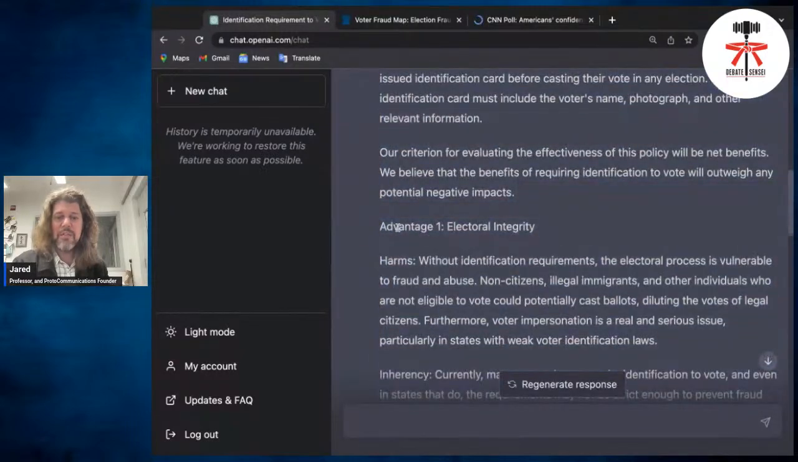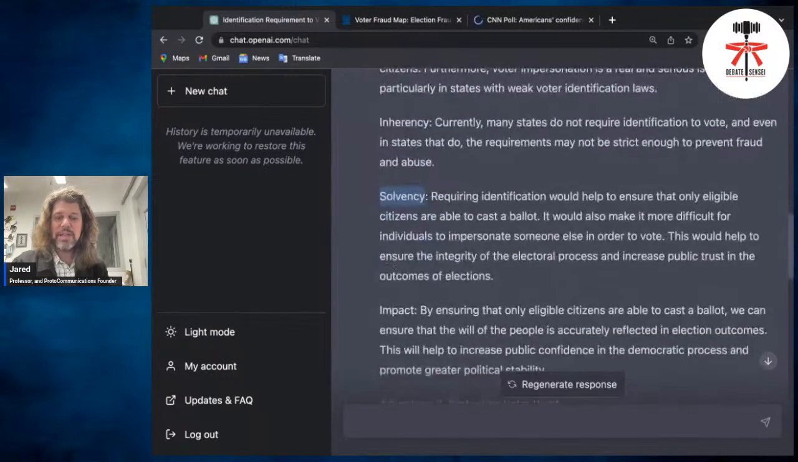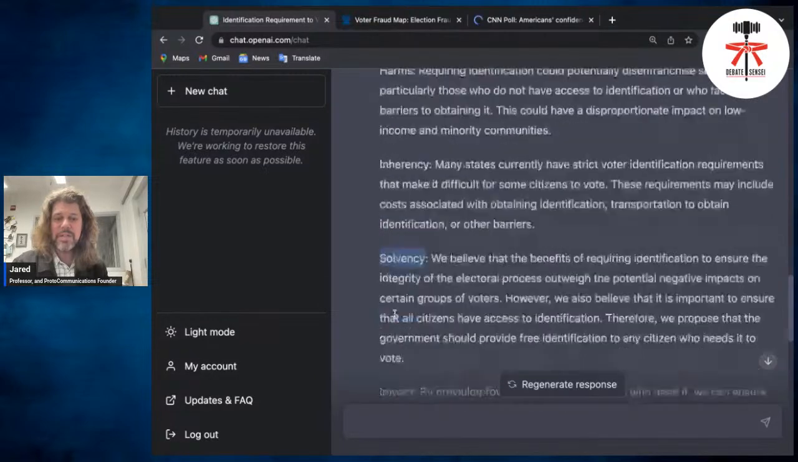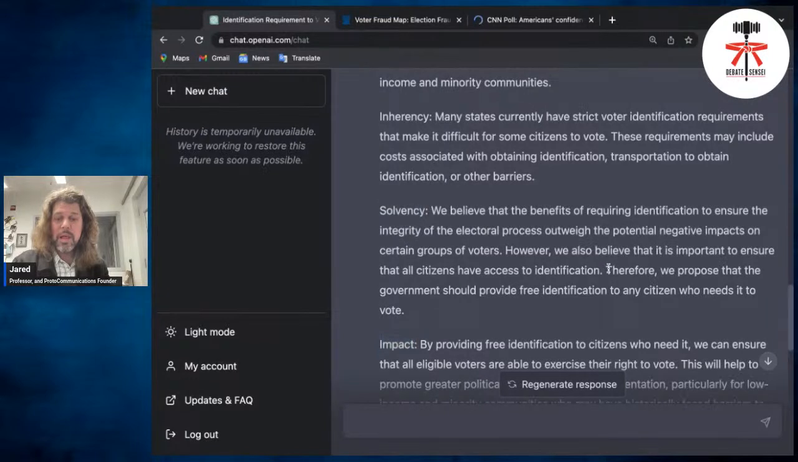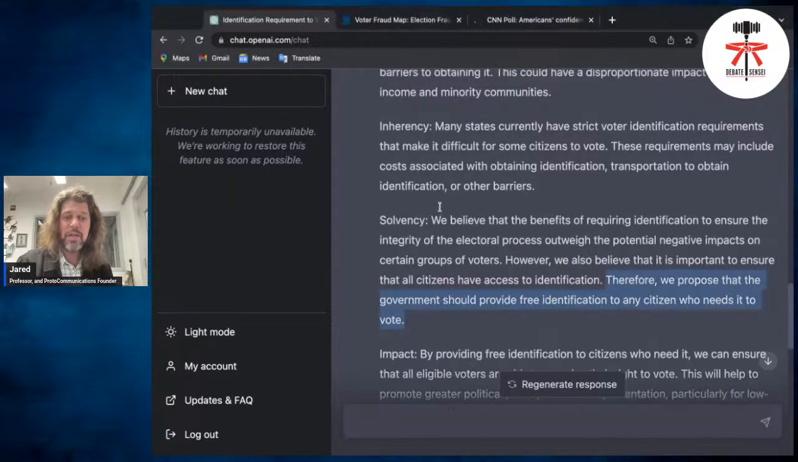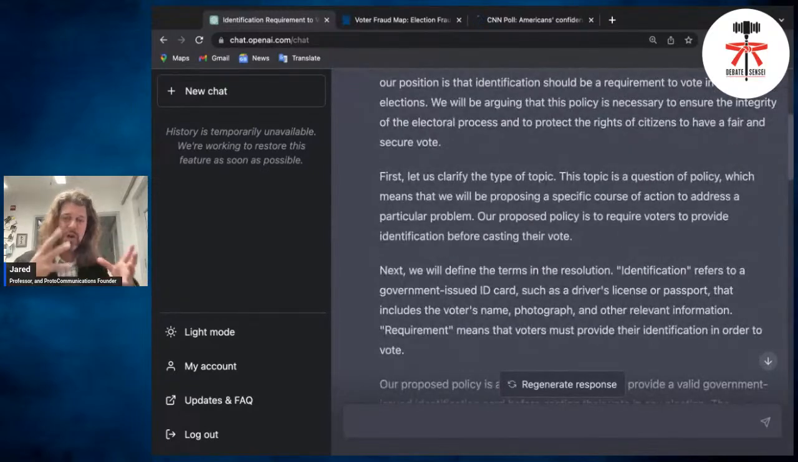And then you get into advantages. Note that the advantages follow a harms, inherency, solvency, impact structure. And then advantage two follows the same harms, inherency, solvency, impact. But in this solvency, it says that you're proposing that the government should provide free identification. That needs to be in your plan up top. You need to make that a part of your advocacy. Otherwise, it's like some brand new thing. So up here, when you copy and paste this and start editing it and making it your own, that's a weakness.